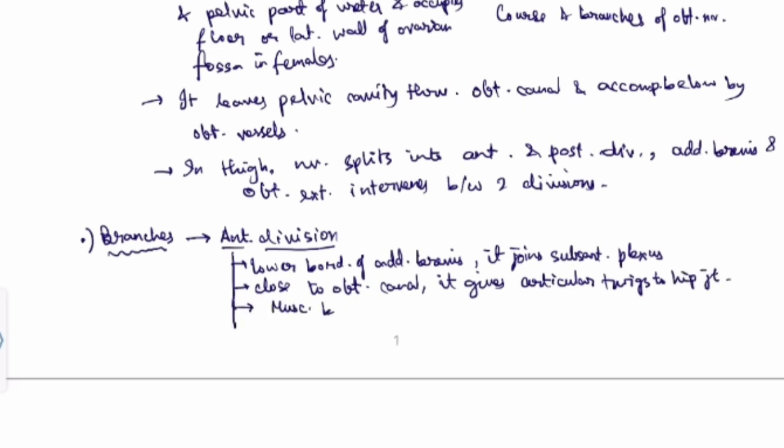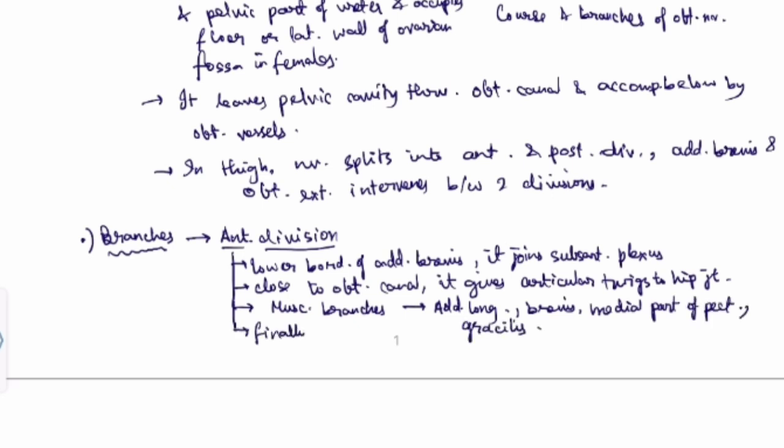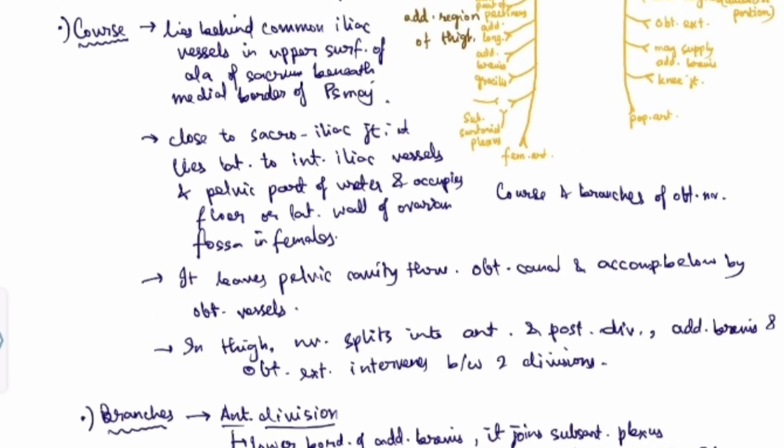Muscular branches to adductor longus, brevis, medial part of pectineus, and gracilis. Finally, it ramifies on femoral artery. See, you can see the branches going to adductor longus, adductor brevis, gracilis, finally going on to femoral artery.